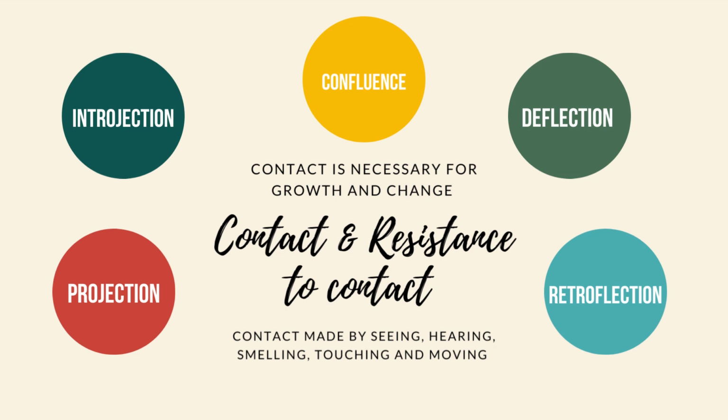So, the resistances to contact are developed as coping mechanisms. However, these often lead to maladaptive behaviors. These are known as contact boundary phenomena, and there are 5 of them listed here. The introjection, projection, retroflexion, deflection, and confluence. So the introjection is taking in or trying to swallow an experience whole without questioning, like being naive or gullible, just accepting it exactly like it is, not questioning at all.